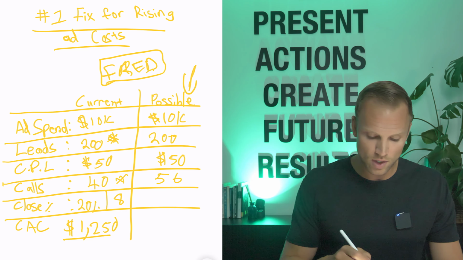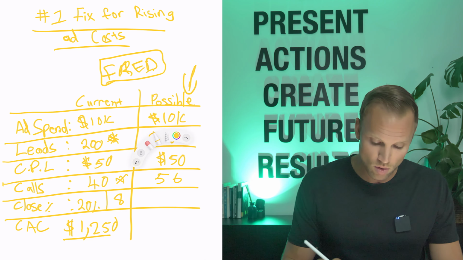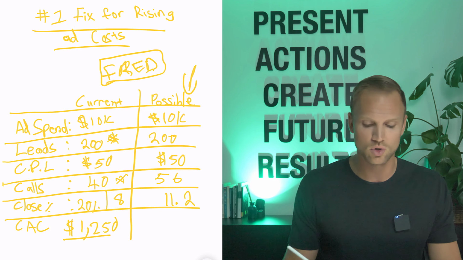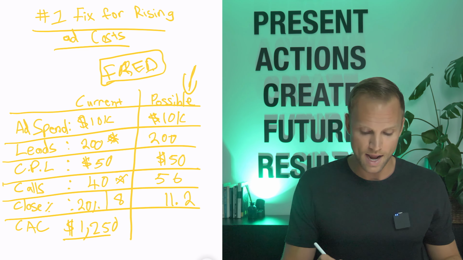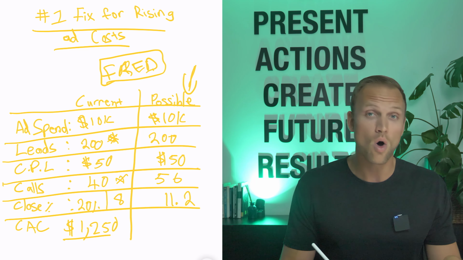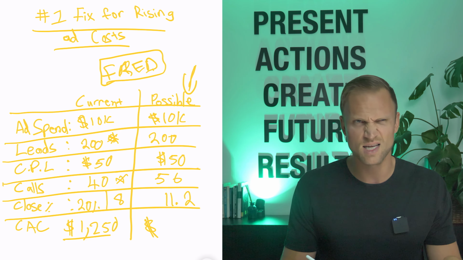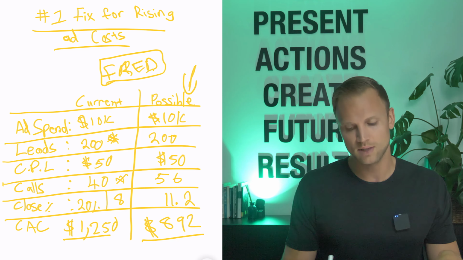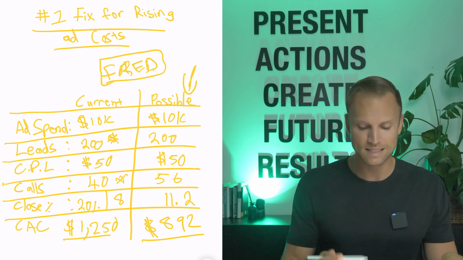Now, close rate is going to remain the same at 20%. If all else remains the same, let's keep that equal. However, the new number of customers is going to be 11.2 customers instead of 8 customers in Fred's example. And now we can see Fred's customer acquisition cost drop from 1,250 all the way down to, I've got my calculator here, I believe it's 892. So 892 is Fred's new customer acquisition cost just by implementing an appointment setter into the funnel.